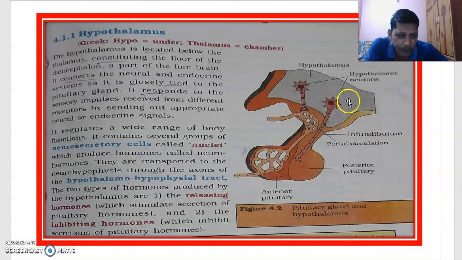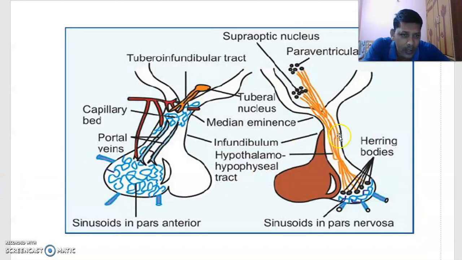For example, these are the hypothalamic neurons present in the hypothalamus. The hormones produced here are the neurohormones. They are transported to the neurohypophysis. The posterior pituitary is also called neurohypophysis. Now you can see the dots. These dots are nothing but hormone molecules, and they are transported to the posterior pituitary, otherwise called neurohypophysis, through the axons of the hypothalamo-hypophyseal tract.